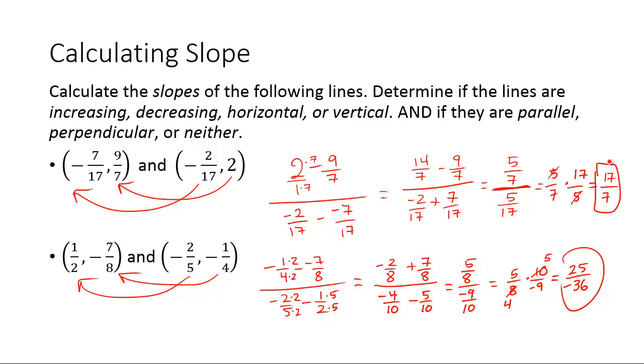So this one was positive. This first one here was positive, and so that's an increasing line. This one was negative, so that's a decreasing line. However, they are definitely not the same and not reciprocals of each other. So you would say neither, because they aren't parallel or perpendicular.